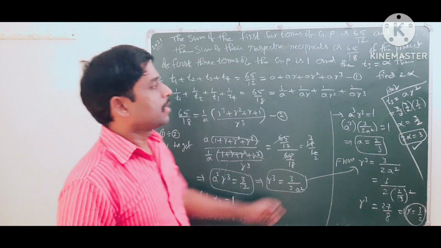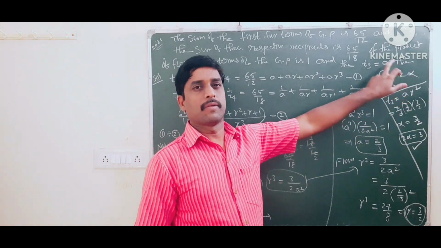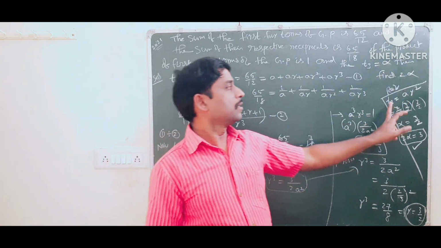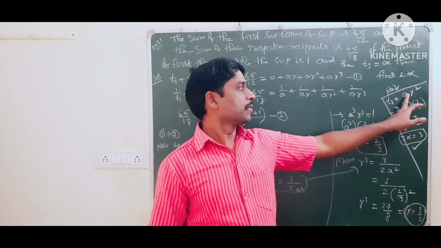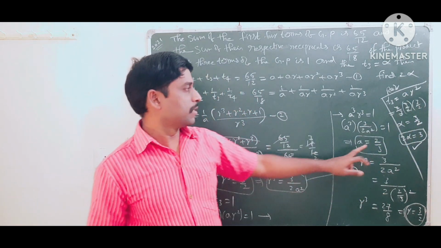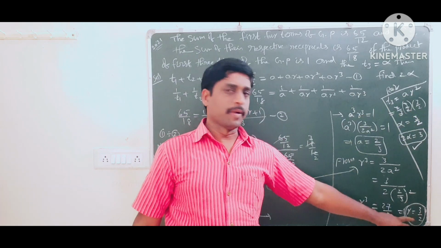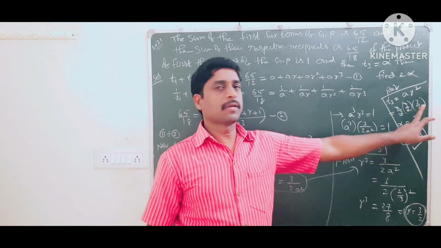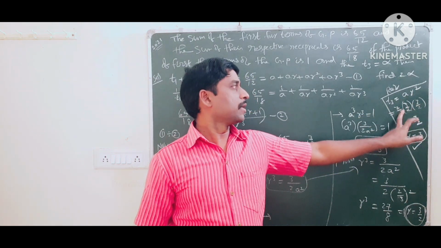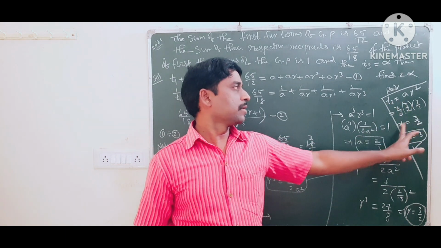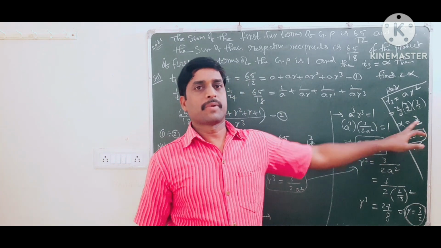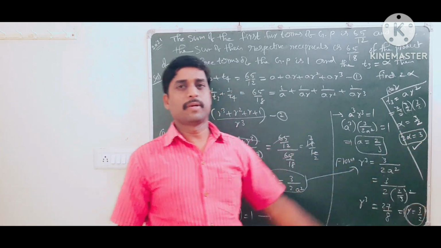So what is required here? 2 alpha. But alpha is the third term. So T3 is equal to AR square. So T3 is nothing but alpha. The A value we have got is 2 by 3, the R value is 3 by 2. R square is 3 by 2 times 3 by 2. 2 ones are 2, 3 ones are 3, get cancelled. T3 means nothing but alpha. Alpha is equal to 3 by 2. After cross multiplication, what do we get here? 2 alpha is equal to 3.